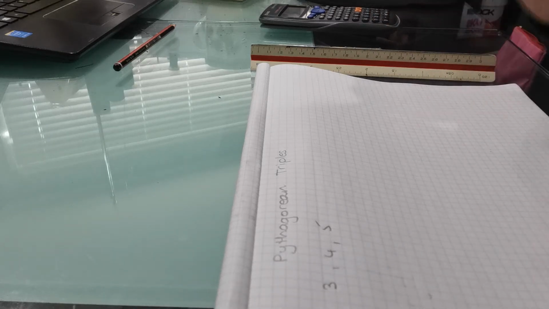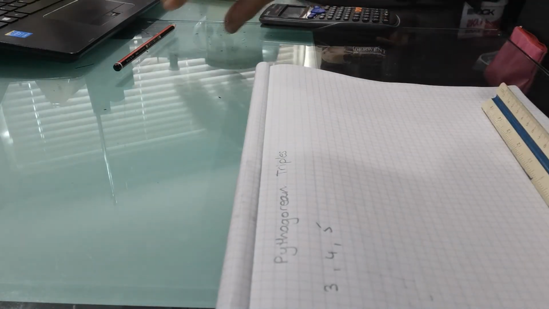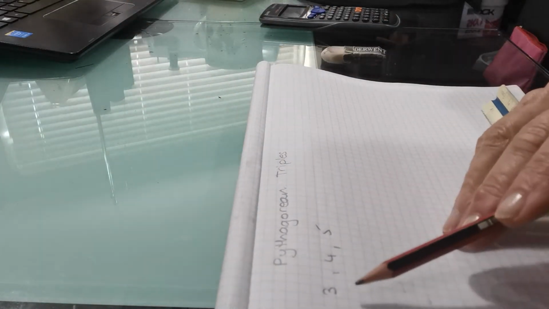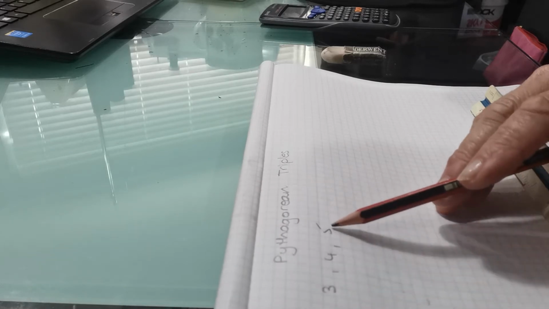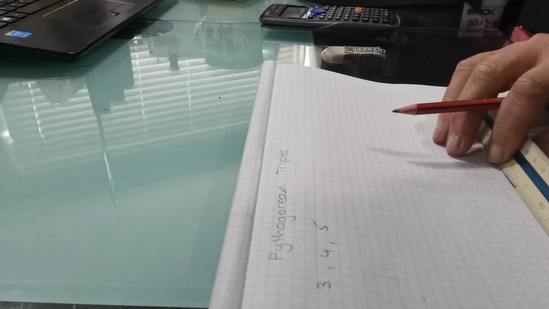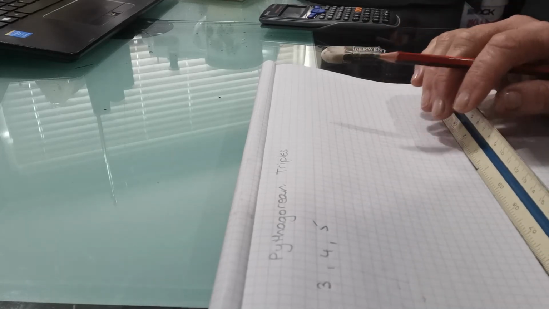Hello, this is Claire and we're going to talk about Pythagorean triples. Now, we've talked a little bit about this before and we know that a triple, like 3, 4 and 5, is a very well-known Pythagorean triple and they fit exactly into a right-angled triangle.